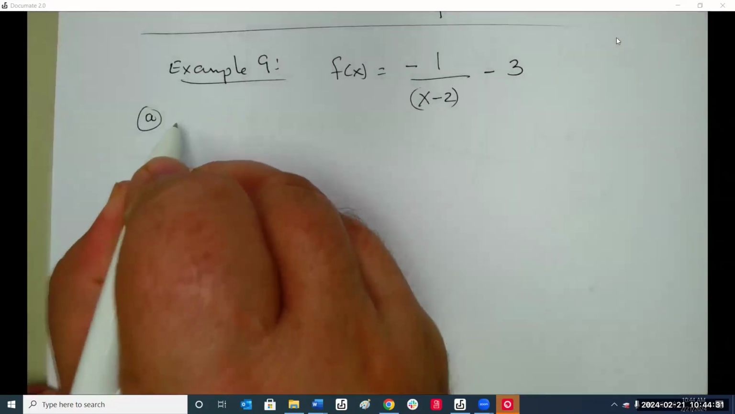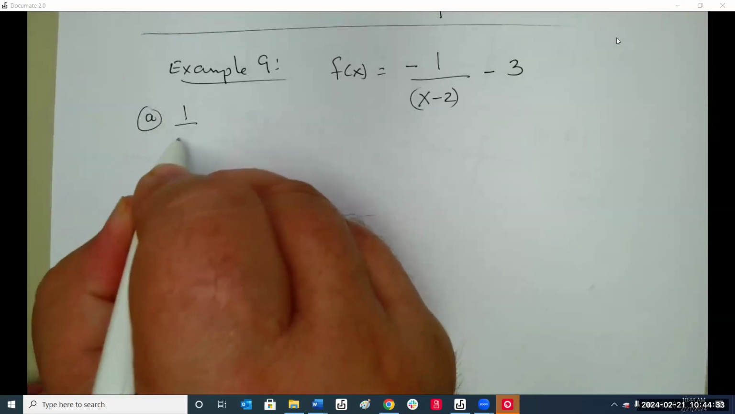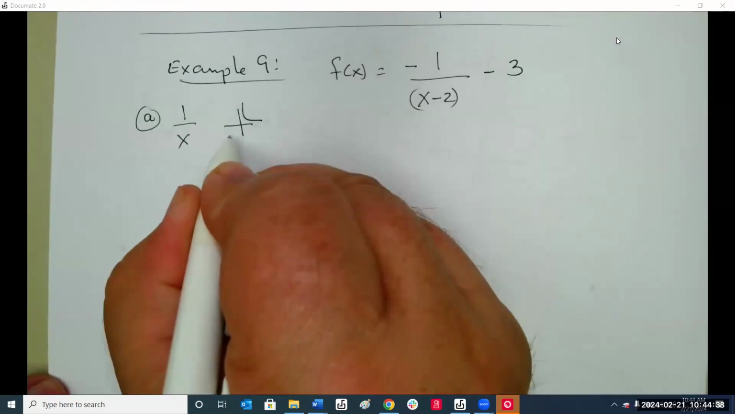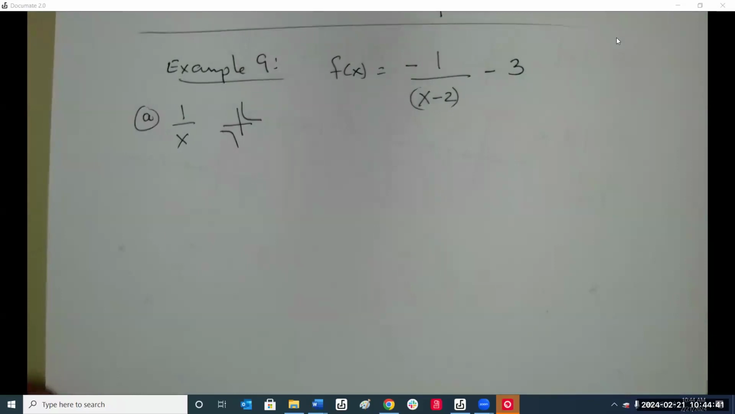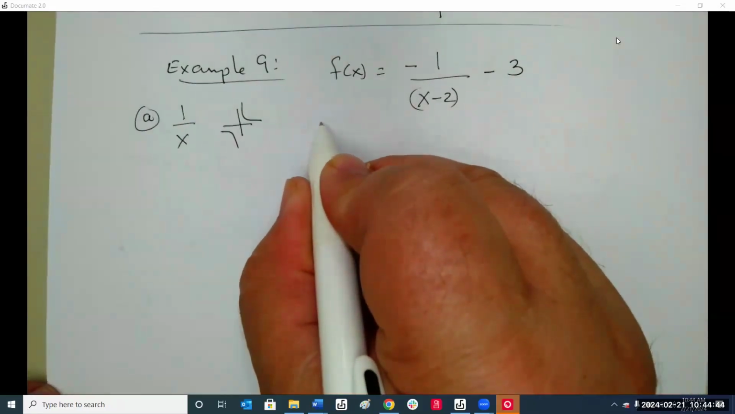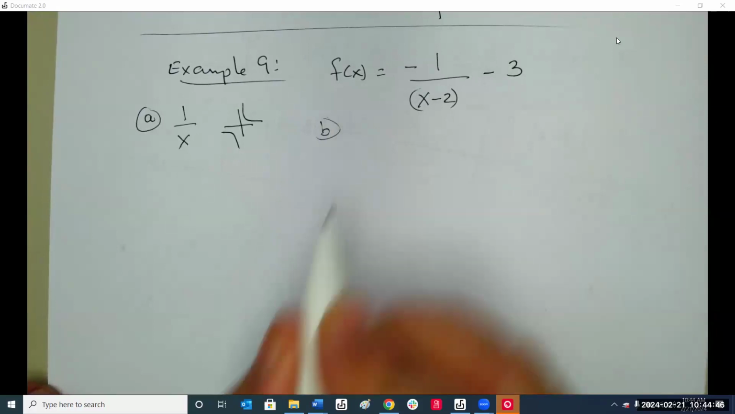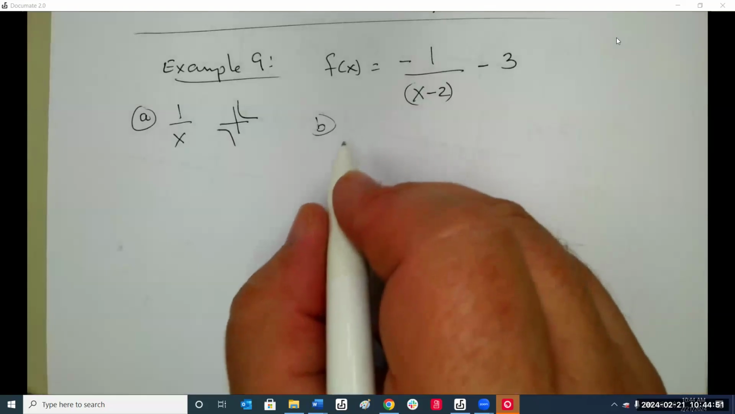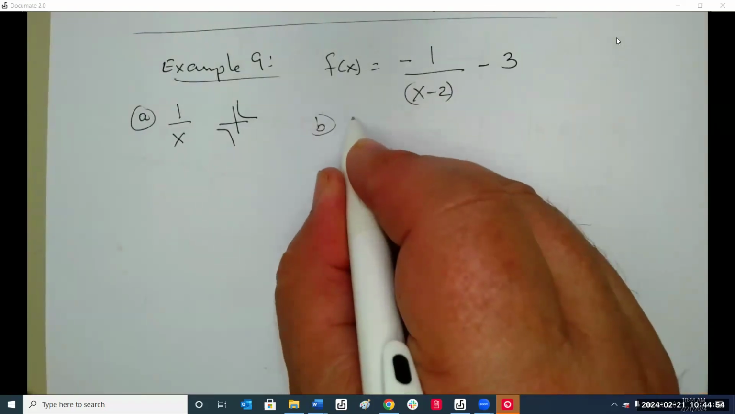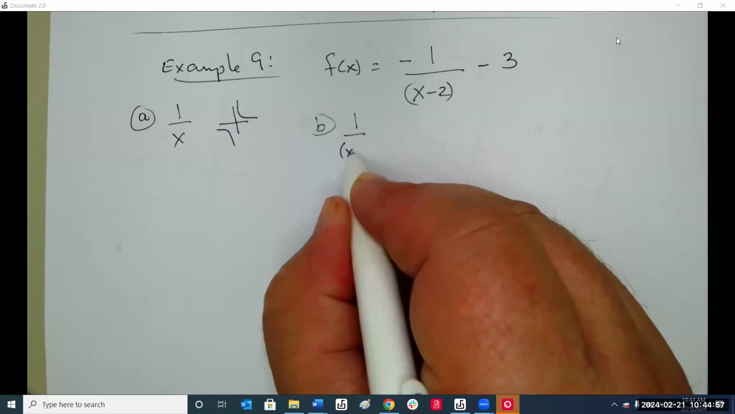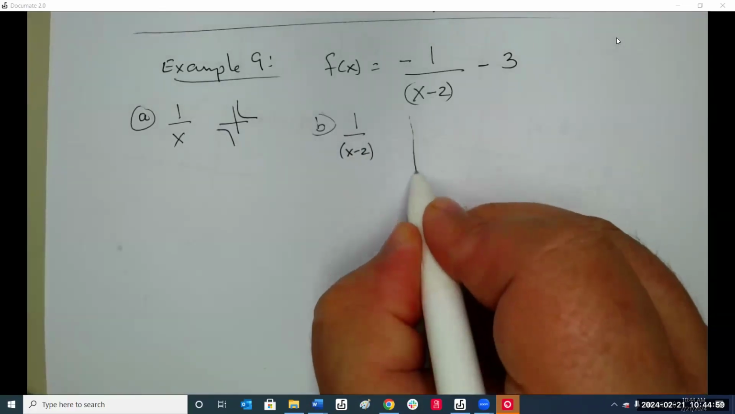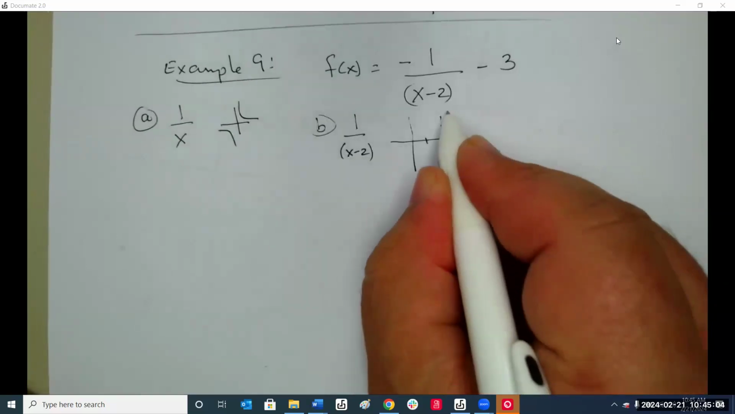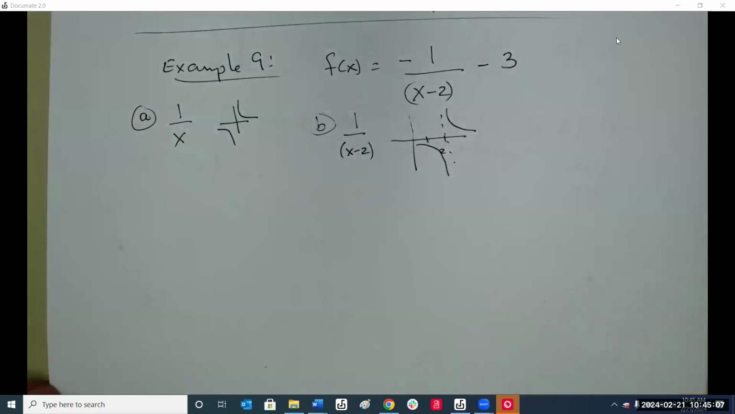Basic function, 1 over x, right? And that looks like this. Is there a horizontal reflection? Does x change signs? No. So is there a horizontal shift? It shifts 2 to the right. So the graph looks like this.